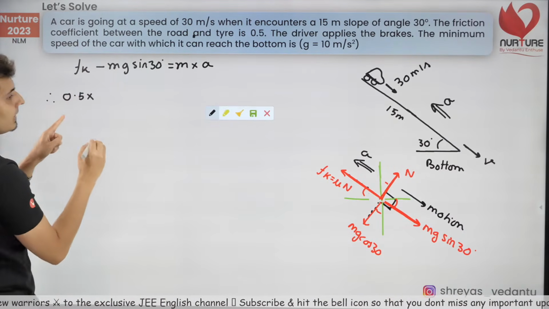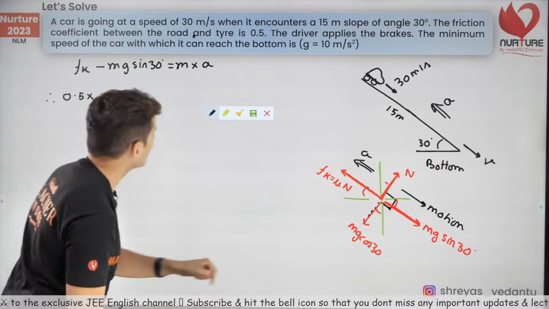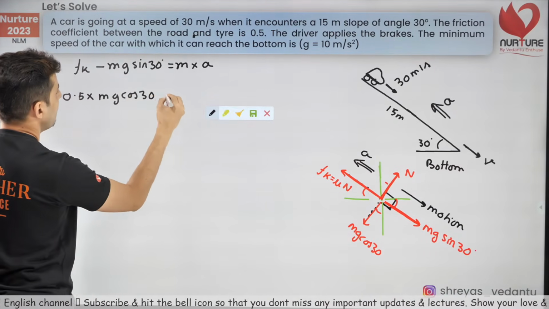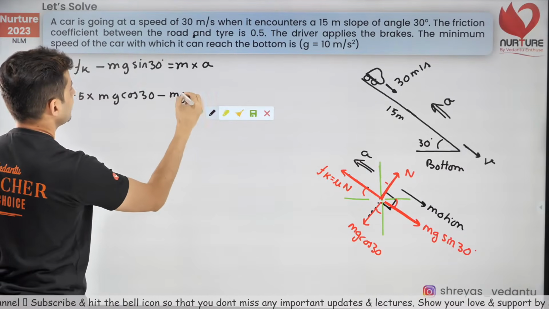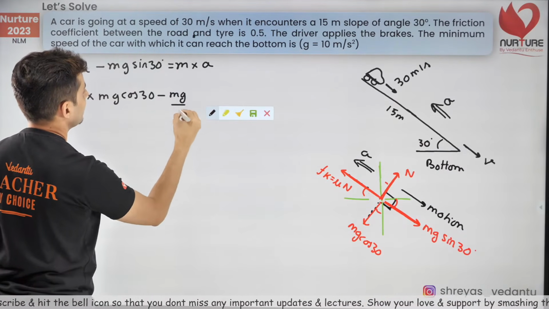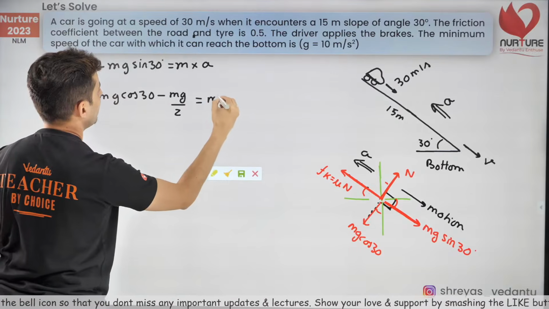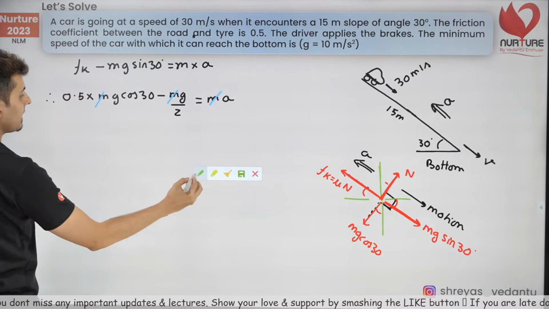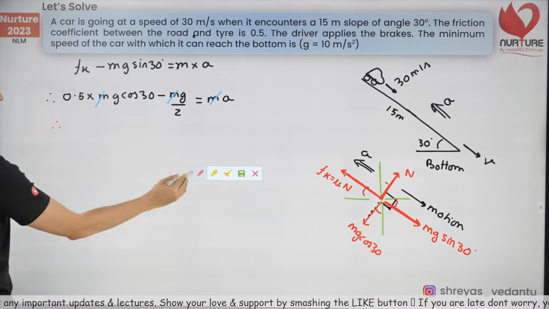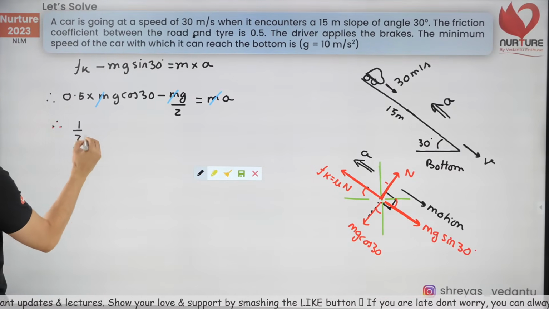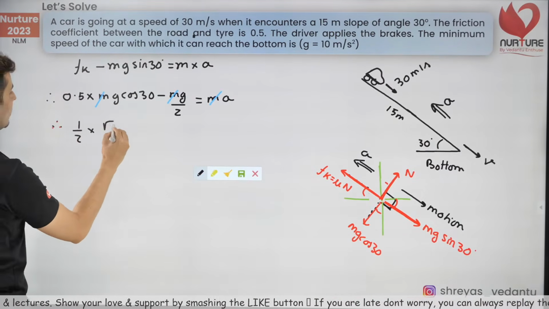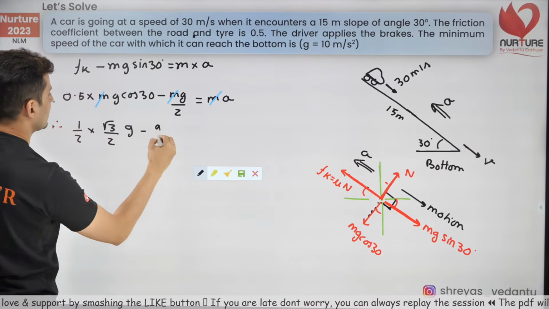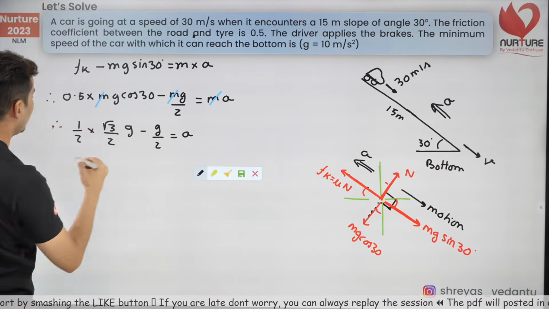0.5 into normal. What is normal? mg cos 30. mg cos 30 minus mg sin 30. Sin 30 is nothing but half, is equal to m into a. Now cancel m, m and m. Now let's see what do we get. 0.5 is nothing but half. Cos 30 is root 3 by 2. Into g minus g by 2 is equal to a.